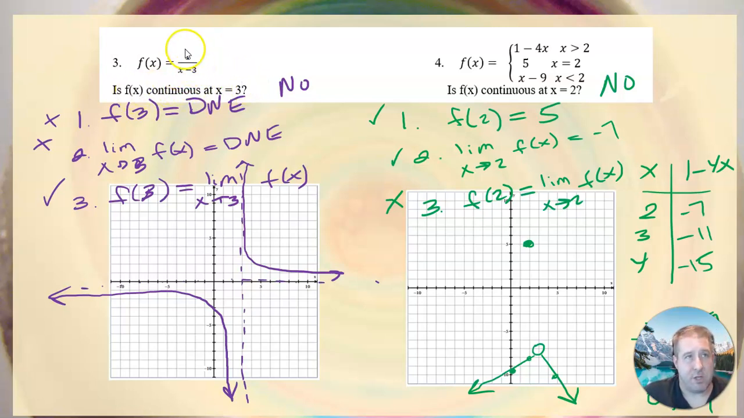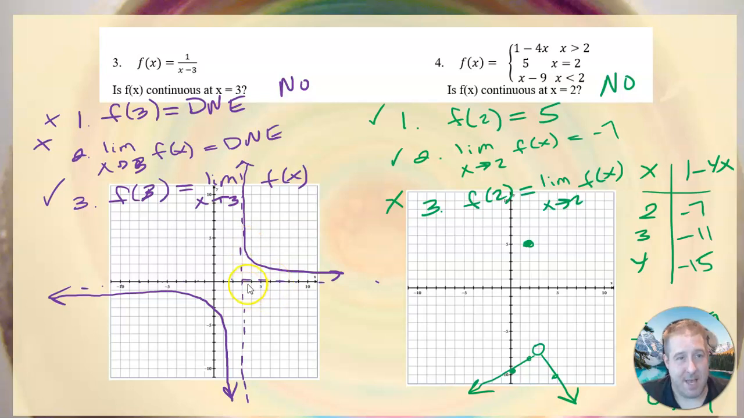This is our rational function, 1 over x minus 3. Yes, we know there's a vertical asymptote, but that doesn't mean it's not continuous at 3. Well, let's look a little bit deeper. I can clearly see that the vertical asymptote is at 3, but let's use our 3-point continuity test to prove that, yes, it is not continuous. I know I shouldn't have worded it that way. No, it is not continuous.